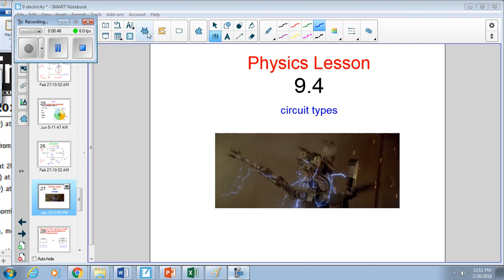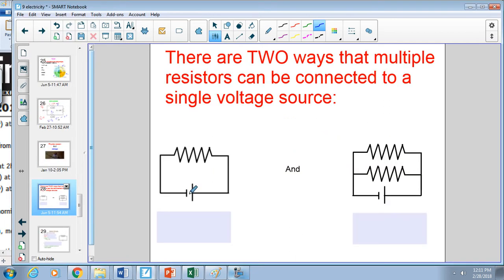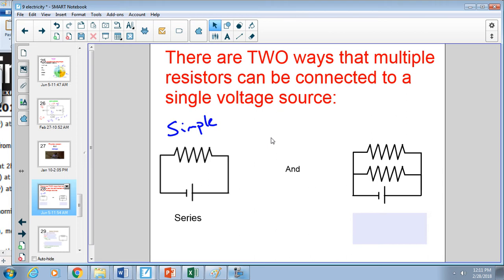Anyways, let's talk about circuit types. There are two basic types. We call the first one a series circuit. This is what we've been previously calling simply a simple circuit. The second one is a parallel circuit, or a more complex circuit.